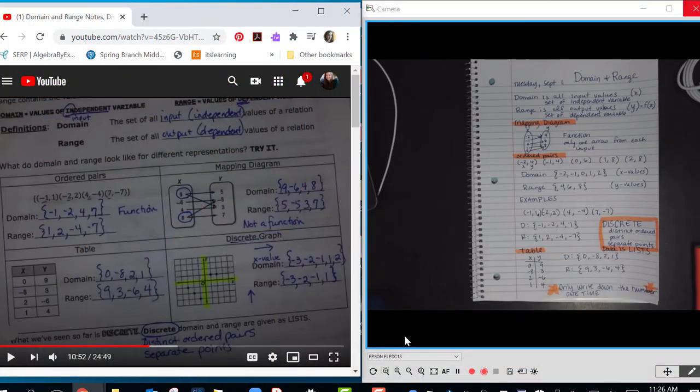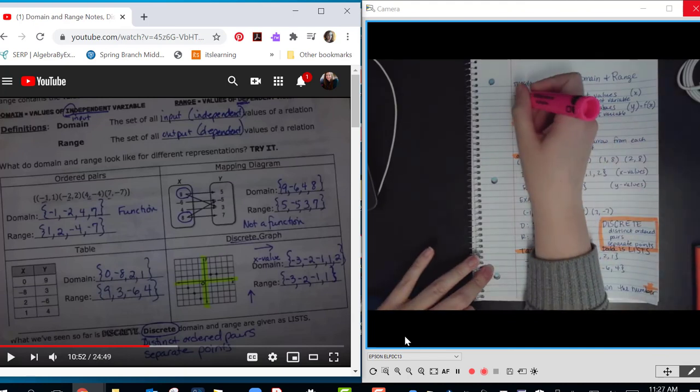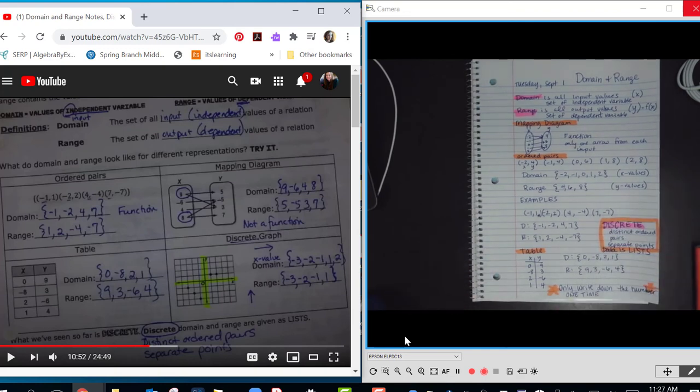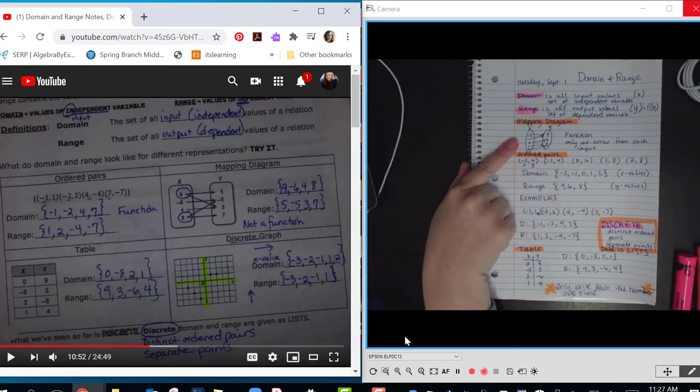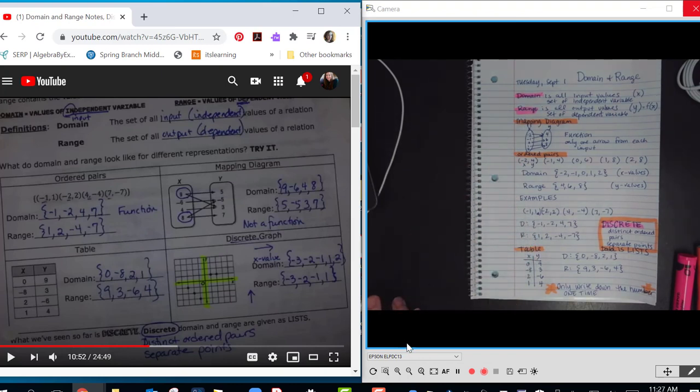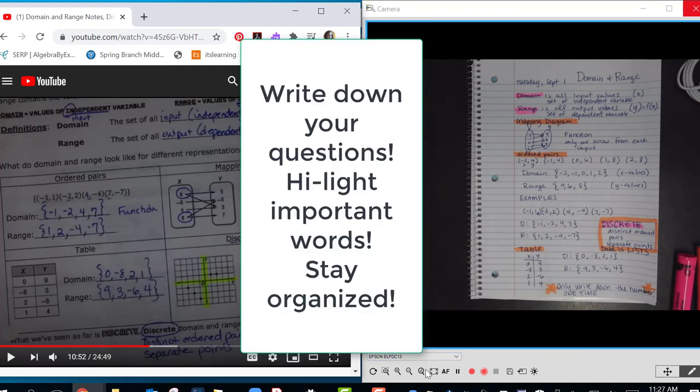Something we want to point out is make sure that you highlight important information or examples. Make sure that you highlight or take note of your vocabulary. So I know that domain, range, discrete were all part of my vocabulary list. Highlighters are helpful for that. Include diagrams if your teacher is using them. Follow along with your teacher and try to stay organized. If you have questions, write them down. If you are in a virtual class, raise your hand and ask them. Okay, thank you.